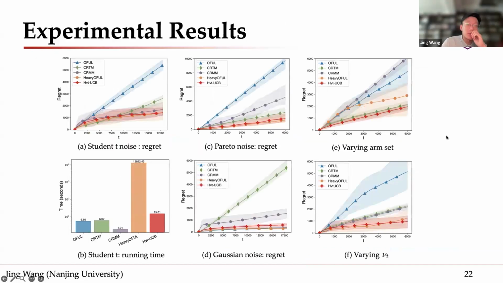And next are the experimental results. We evaluate our algorithm on various scenarios, including different heavy-tailed noise, like Student-t and Pareto, and we try to show our ability on the dynamic action set and time-varying bounded norm. And we show that we can get performance comparable to Heavy-OFUL, which is the offline estimator. And our time cost is very efficient compared to Heavy-OFUL.